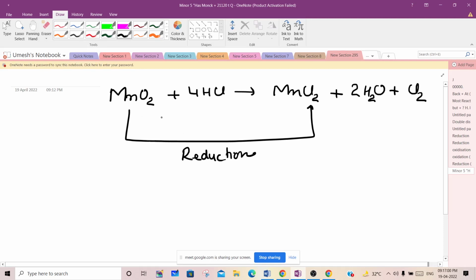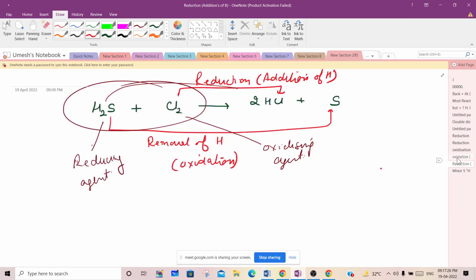Mn. No, HCl. HCl is a reducing agent. I have a question. Most of the elements which have H in it, is it a reducing agent or is it just some coincidence? Not necessary. Not necessary. I will give you many examples now.